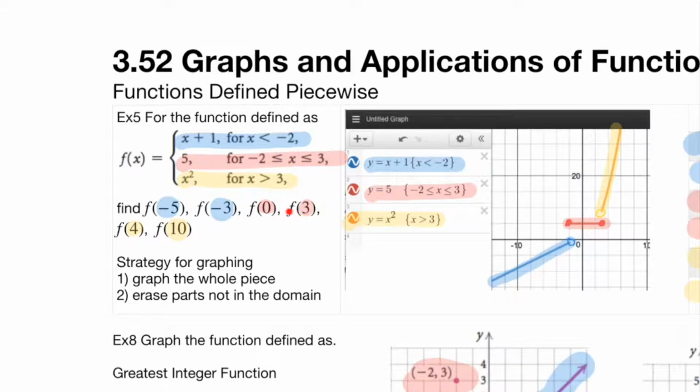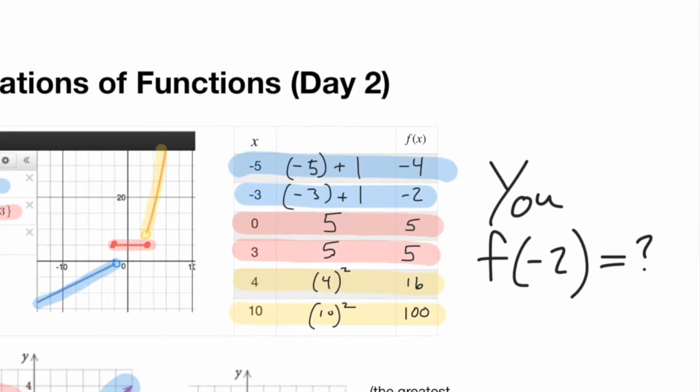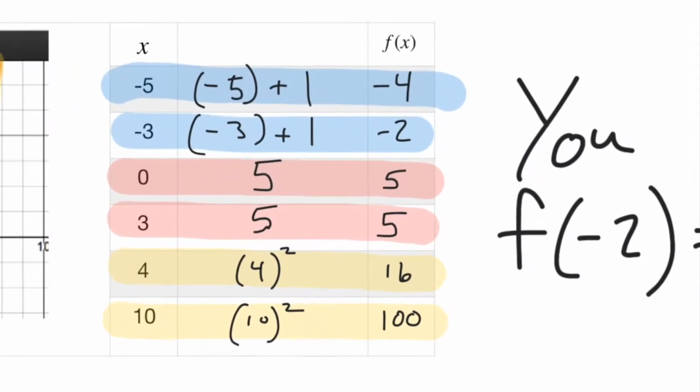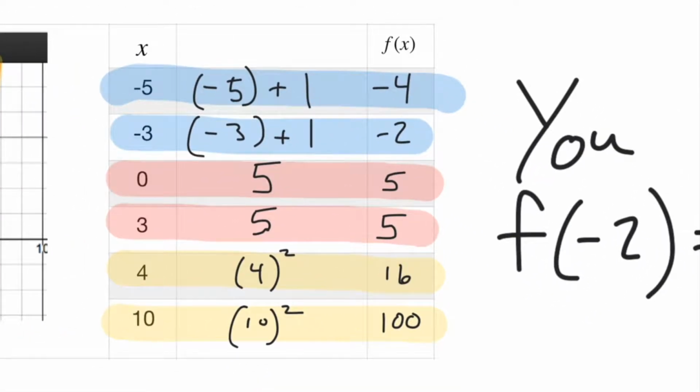Then f of 3, same thing. F of 4 satisfies this condition. It's greater than 3, and 10 also, so we're going to use that. As you can see here in the table, the top 2 lines were using the blue piece, the red piece, and yellow piece. And you calculate the values differently depending on what piece you plug them into.